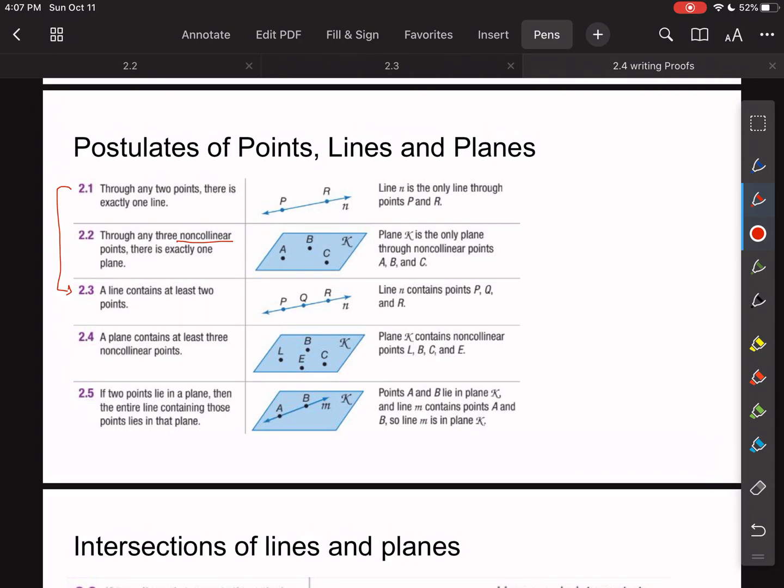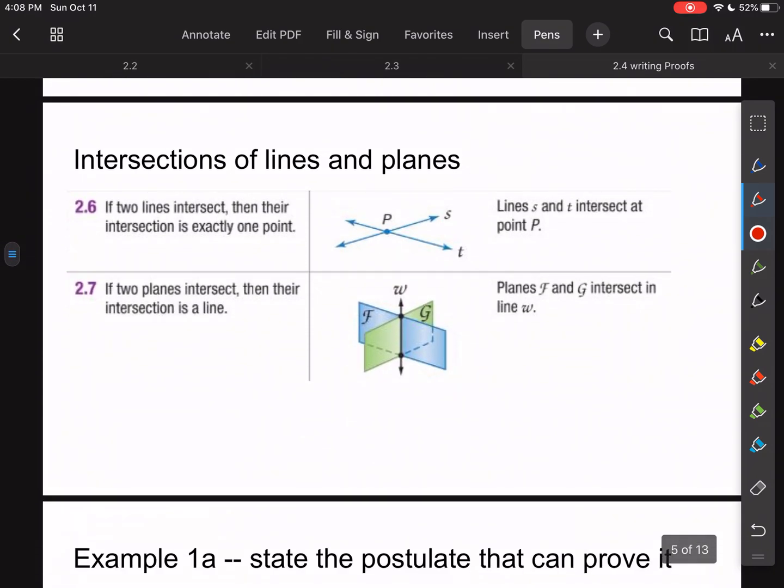2.4, a plane contains at least 3 non-collinear points. So just like 2.2, this is just expanding that further and saying, hey, you have to have at least 3 non-collinear points to get a plane. 2.5 states if 2 points lie in a plane, then the entire line containing those points also lies in that plane. All right, and then 2 more here.